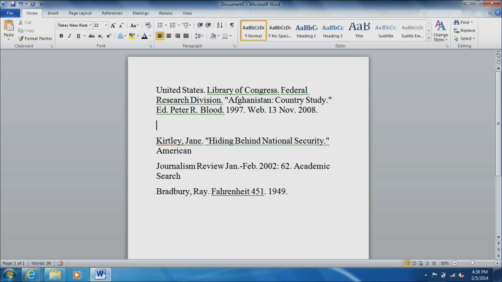You're also going to have typically the publishing information, the date it was published, all of those things. And if it's missing any of that, it may not be a credible source, but that's something we can talk about later.